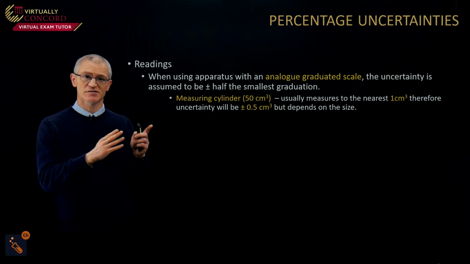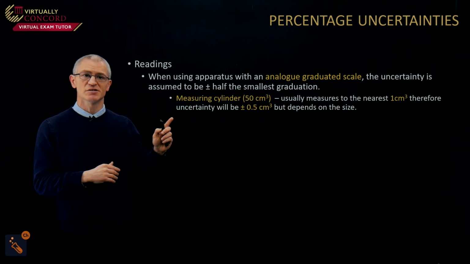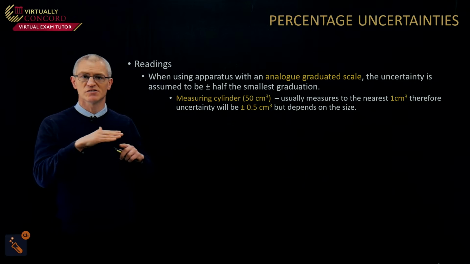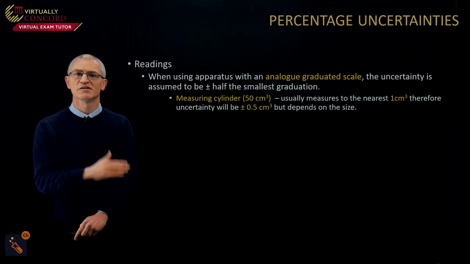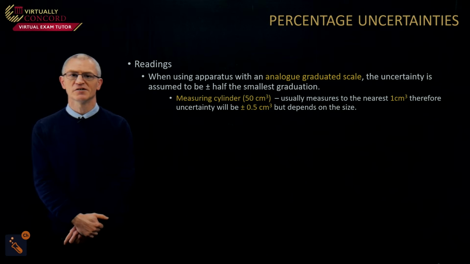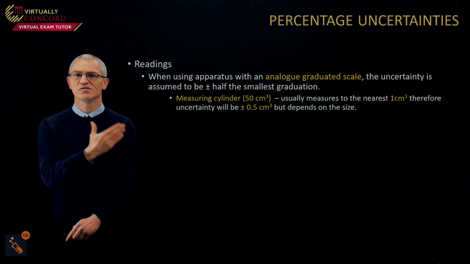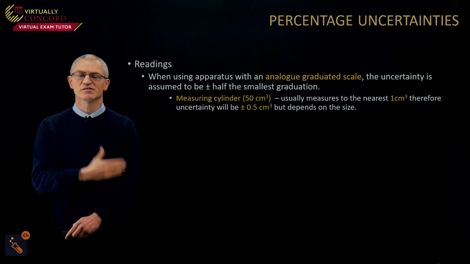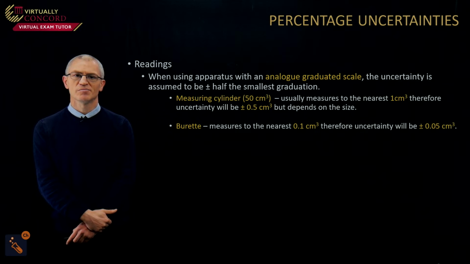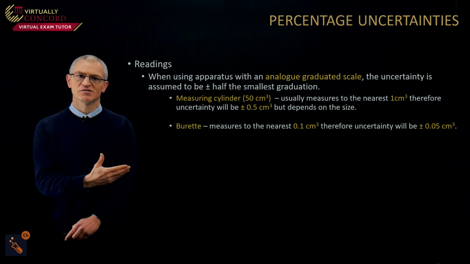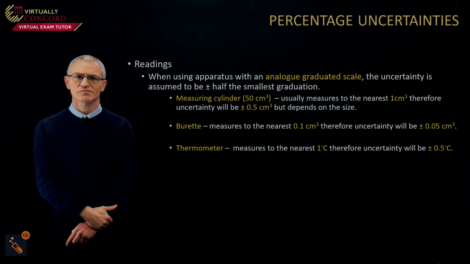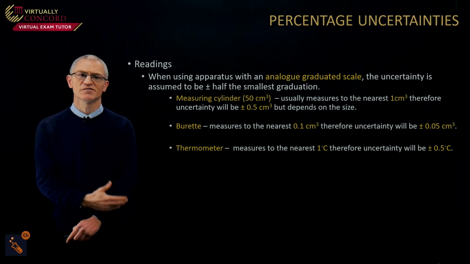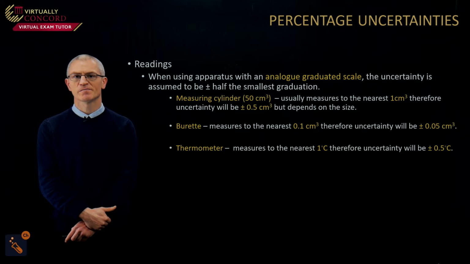But if you're not given the uncertainty, you need to look at the smallest resolution, or the smallest graduation, which is 1 centimeter cubed for this 50 centimeter cubed measuring cylinder, and then you just need to halve that. So the uncertainty for that will be 0.5 centimeters cubed. But again, it depends on the size, which is why they normally give you the uncertainty in the question. A burette normally measures to the nearest 0.1 centimeters cubed, therefore the uncertainty will be 0.05, half of that. Thermometer, the nearest 1 degree, therefore the uncertainty can be 0.5.